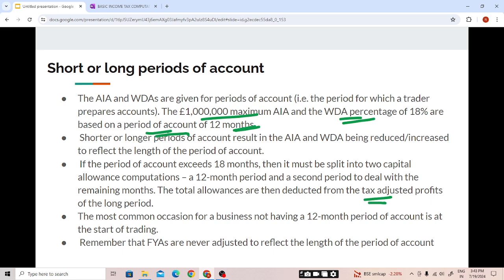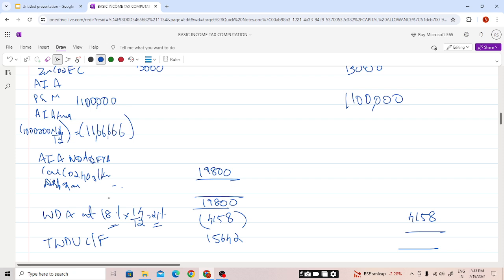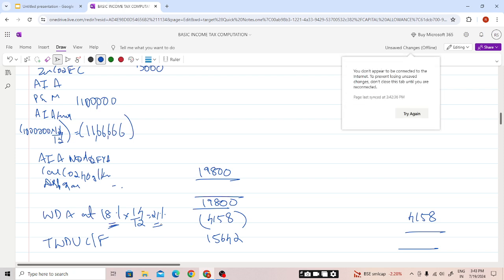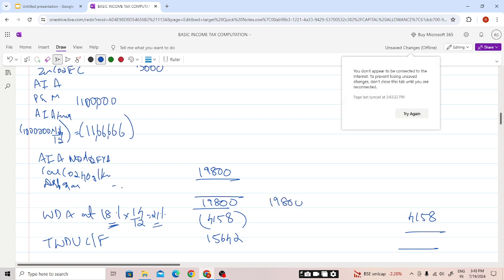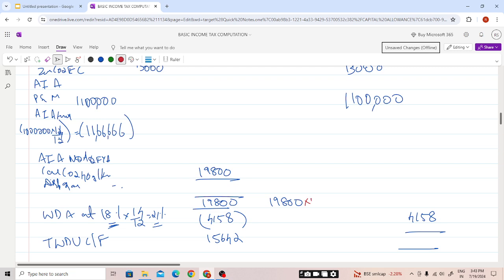So if the period of account is longer, we need to claim more. Either you can increase the percentage, students, or you can claim 18% divided by 12 into 14. If you do, you will get the same answer. 19,800 into 18% will be 3,564, divided by 12 months into 14, which is 4,158. Same.